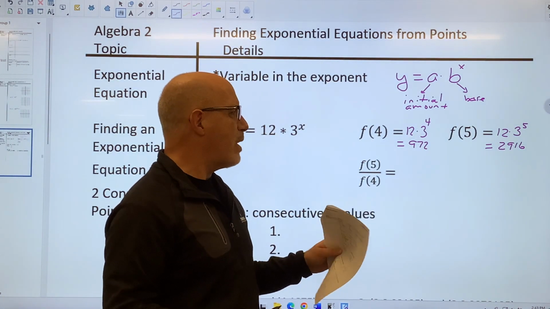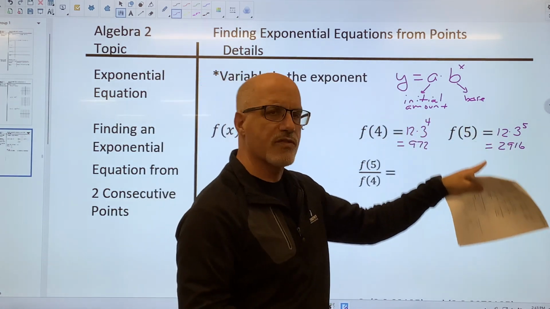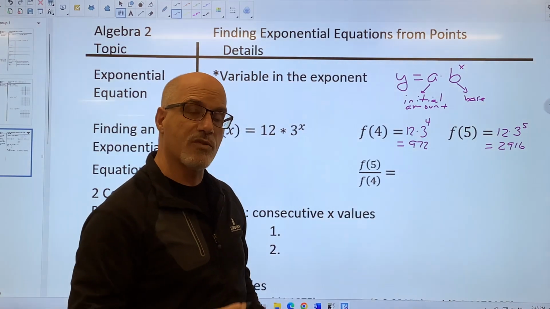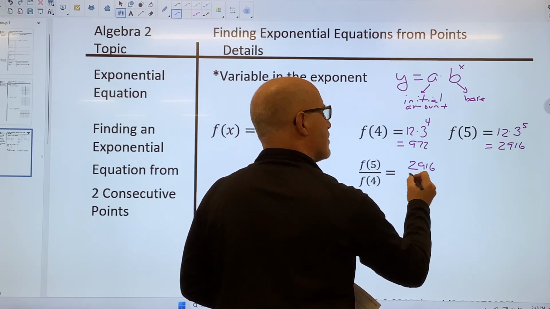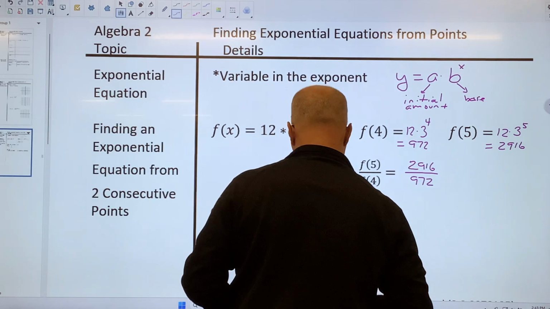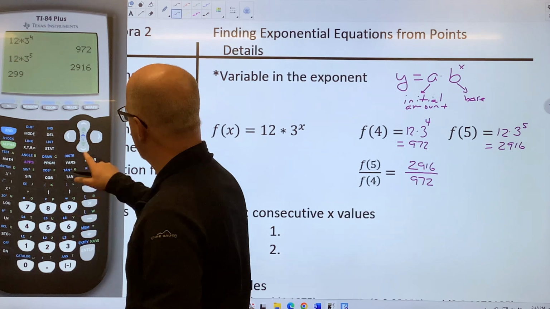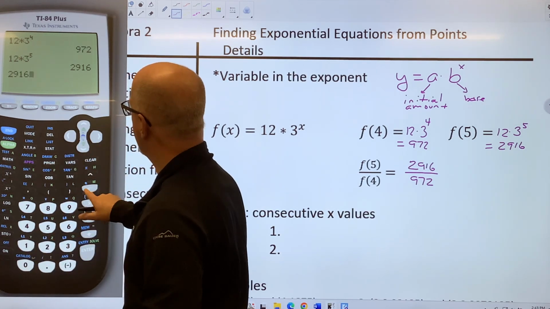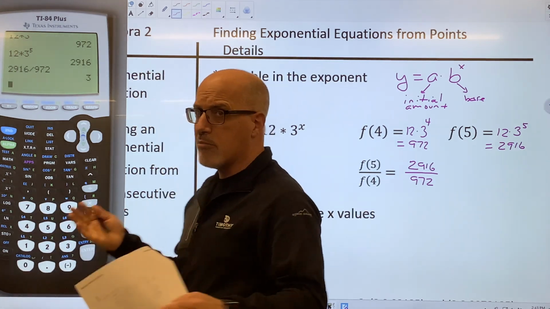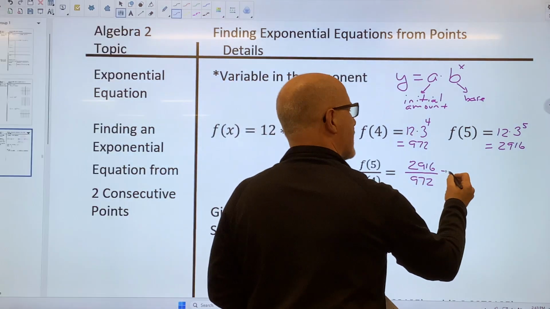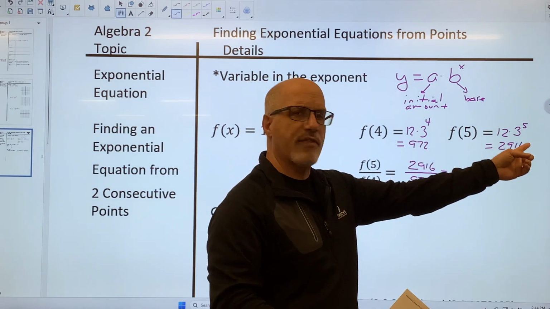Now, the idea I want you to get from this, not only how you substitute numbers in, that becomes the exponent, but what happens if we take two consecutive values? We put in 4, the next integer is 5. If we take those two consecutive values and divide them, 2,916 divided by 972, we get 3. That might make sense to you because between these two equations, what's changed is we have an extra factor of 3.